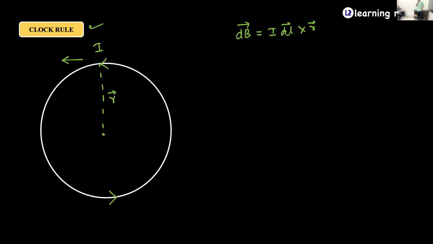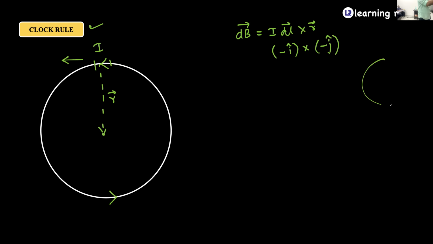I told you the R vector is always measured from the point where you consider the element to the point where you're trying to calculate the field. So this is going to be the direction of the R vector. Now tell me what will happen in this scenario. What is the direction of I dl according to the unit vectors? It is minus i cap. Cross, what is the direction of the R vector? It is minus j cap. So what is minus i cap cross minus j cap?